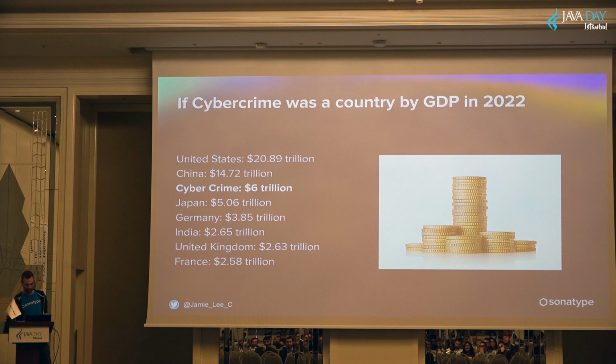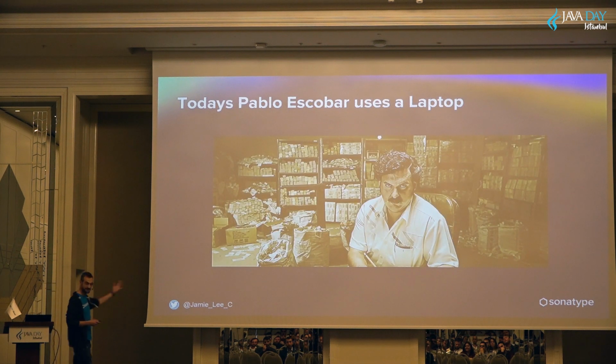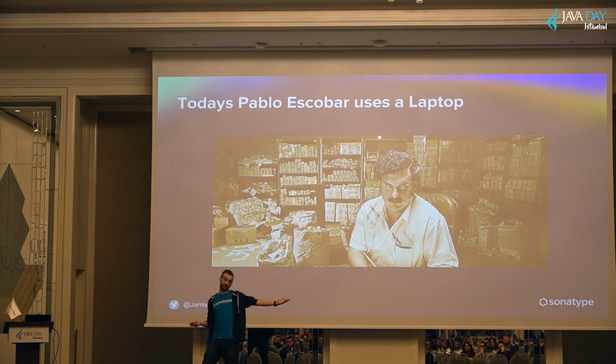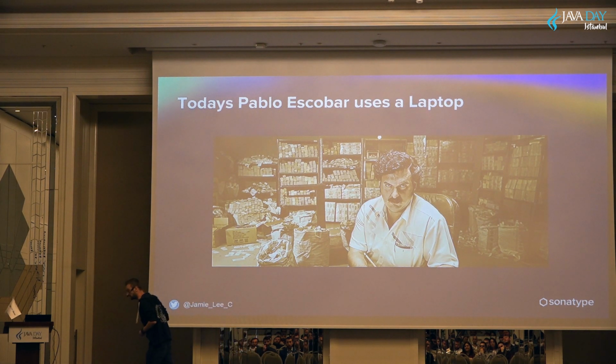by GDP. So today's Pablo Escobar wouldn't be selling drugs anymore. He'd be in cybercrime because there's a lot more money in it, and these people very rarely get caught. A lot of them are in obscure locations around the world. They're making millions and millions of dollars, and they probably won't ever get caught.